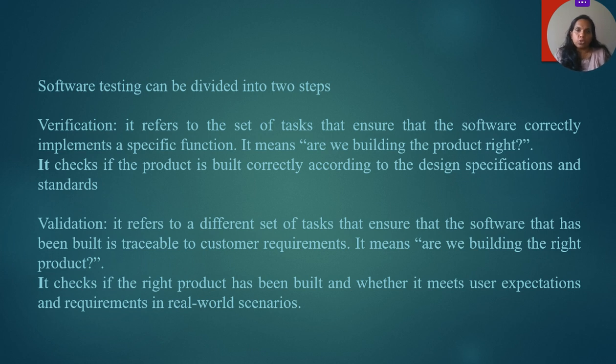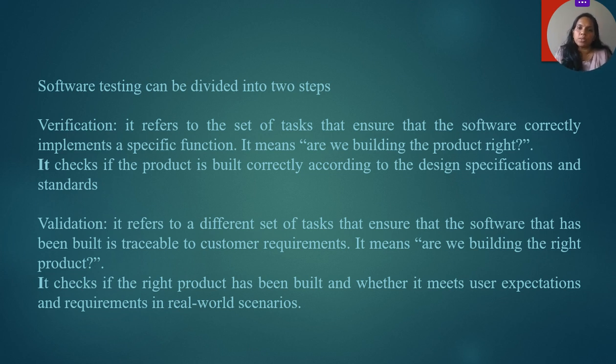Software testing can be divided into two steps, verification and validation. Verification refers to the set of tasks that ensure that the software correctly implements a specific function. It means, are we building the product right? It checks if the product is built correctly according to the design specifications and standards.